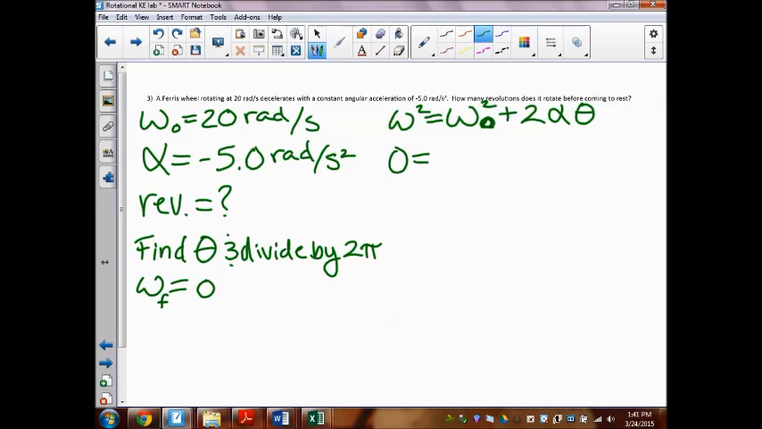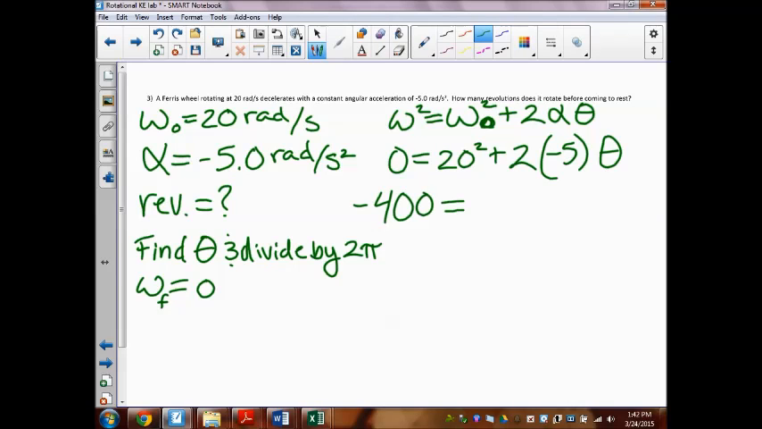So I end up with 0 on the left side of the equation is equal to 20 squared plus 2 times -5, and then theta will just be my unknown. If we go ahead and work through this, we end up with 20 squared, which is 400. We move that over to the left side, make it -400. On the right side, we end up with -10 theta. And if we divide that out, we just end up with 40 radians.